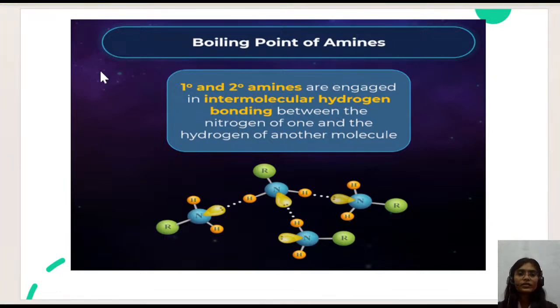And in this case, what is written here? That primary and secondary amines are engaged in intermolecular hydrogen bonding. It's in between, right? In between the nitrogen of one molecule and a hydrogen of another molecule.